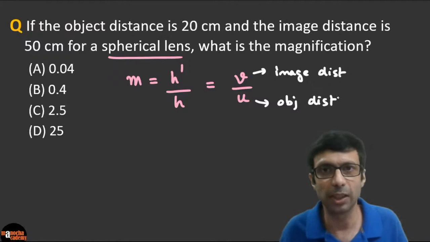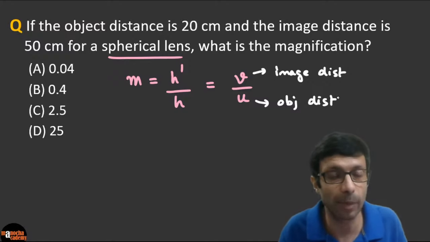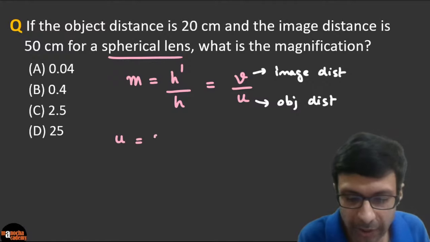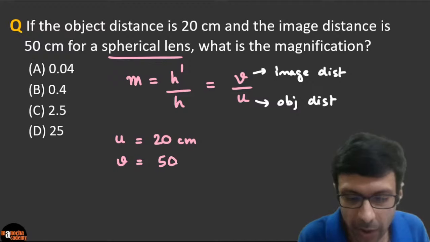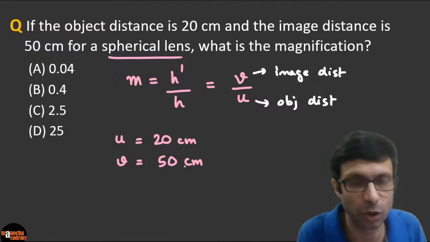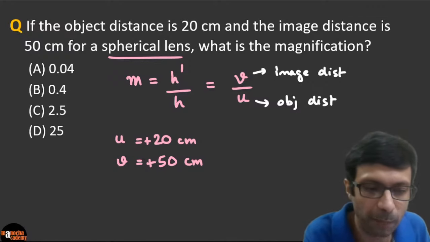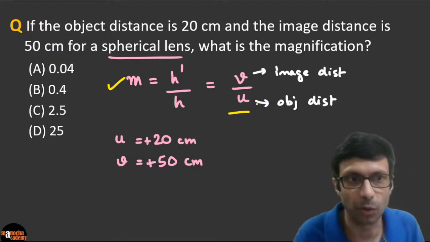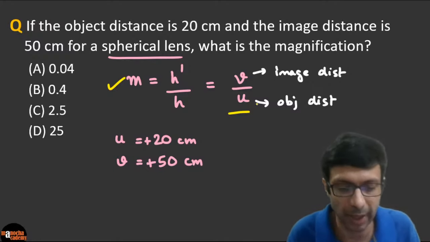Nothing is given here. We are just given that there's a spherical lens, so we have to assume these to be positive. Otherwise they should have been given with the sign. So it's a little tricky question. The object distance given to you is 20 centimeters, the image distance V is 50 centimeters, and we will have to assume these to be positive because no sign has been given. So it's plus 20, plus 50, and we are going to find the magnification using this formula. M is V by U. For a mirror, it's minus V by U. For a lens, please remember it's V by U. Very important, the signs.